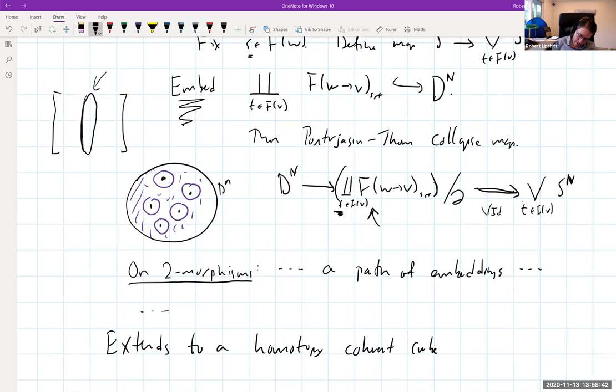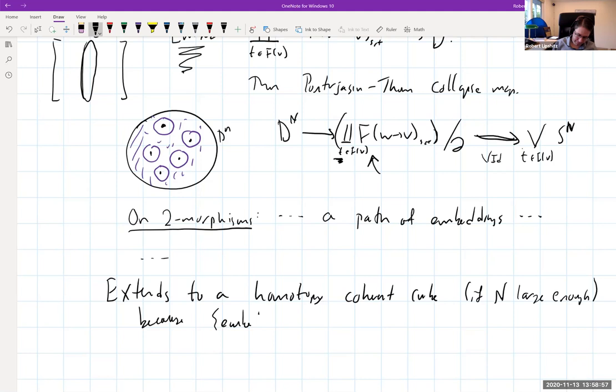If n is large enough, which is bigger than little n plus 2, because the space of embeddings of k points into D^n is like n minus 2 connected. And all we're doing in order to get this homotopy coherent cube is connecting various different embeddings by families of embeddings, filling in by disks. And there's no obstruction to doing that because the space of embeddings is highly connected. So this gives us our homotopy coherent cube.